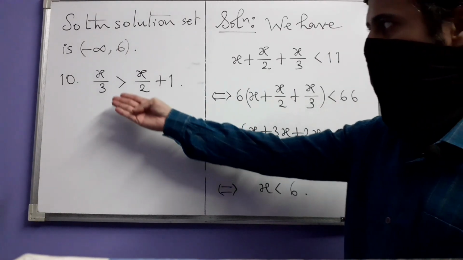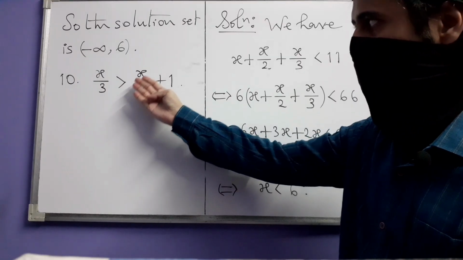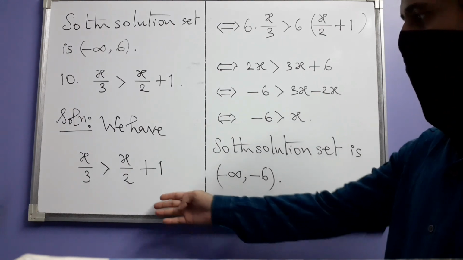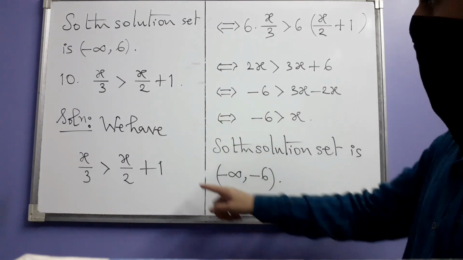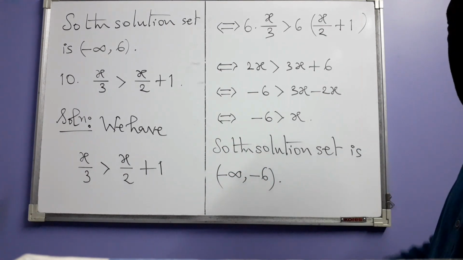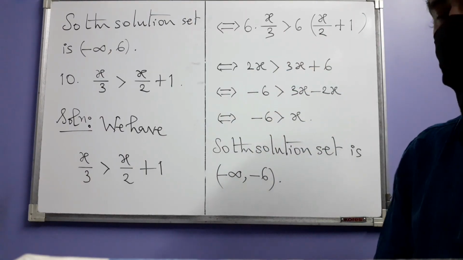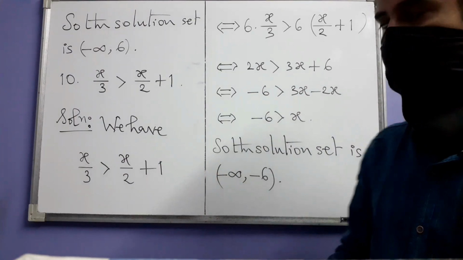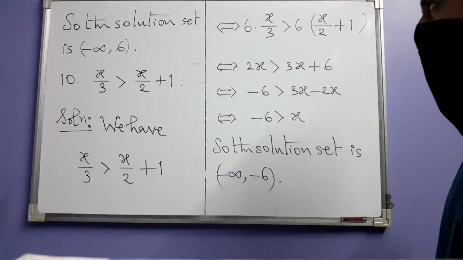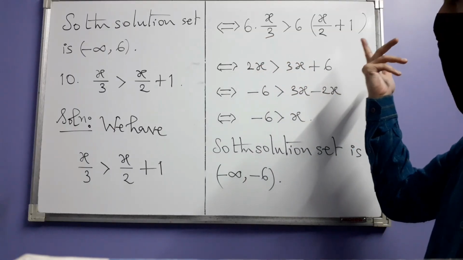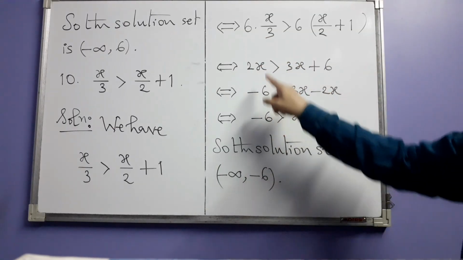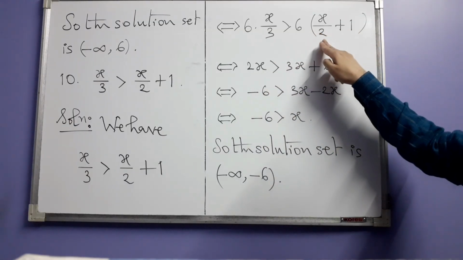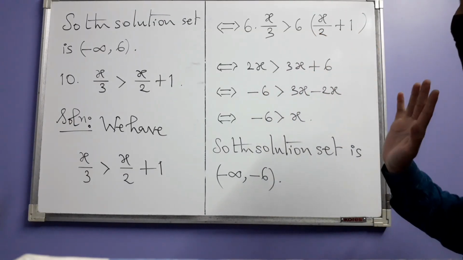Number 10 has this inequality, x divided by 3 is greater than x divided by 2 plus 1. So here also we do a similar thing as the previous one. Instead of taking LCM or anything, we multiply both sides by 6. Oh, and one more thing, because 6 is positive, the inequality maintains its direction. And then after you do the cancellations, the left hand side becomes 2x and the right hand side becomes 6 divided by 2 is 3, 3x plus 6.